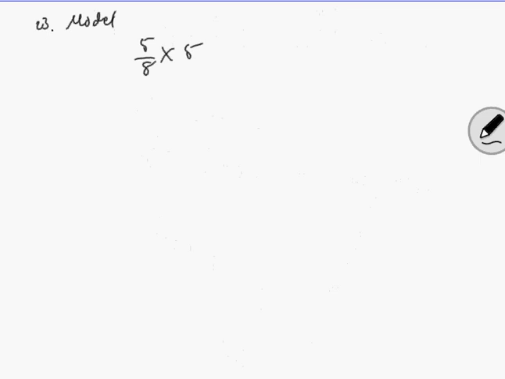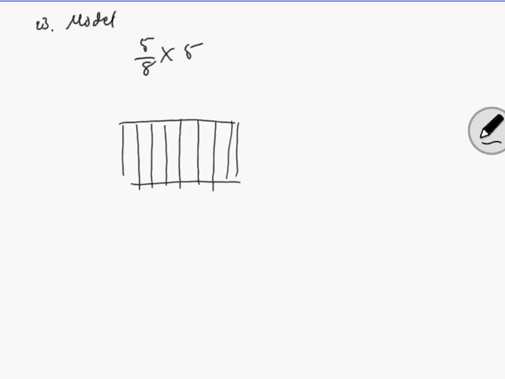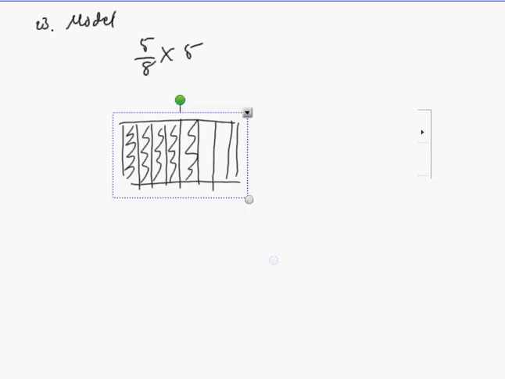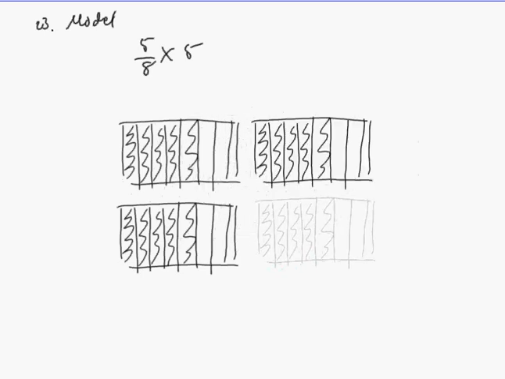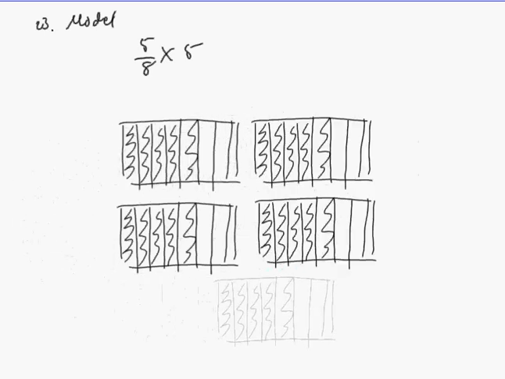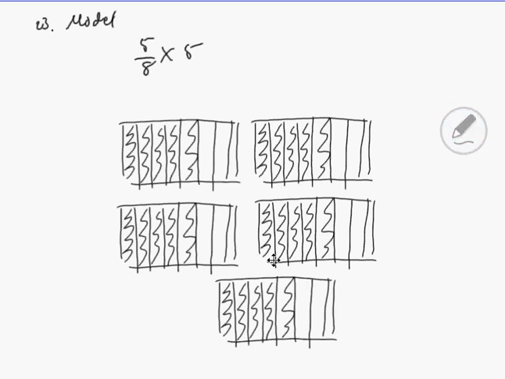Question 23 is your modeling question. So 5/8 multiplied by 5. If I take 5/8, it would look like this. And if I was to multiply it by 5, I would simply draw it 5 times, once, twice, 3 times, 4 times, and 5 times. Then I would ask myself the question, how many eighths do I have in total? I have 25/8, which is 3 1/8. That is your answer for question 23.